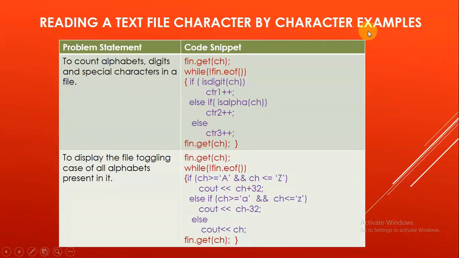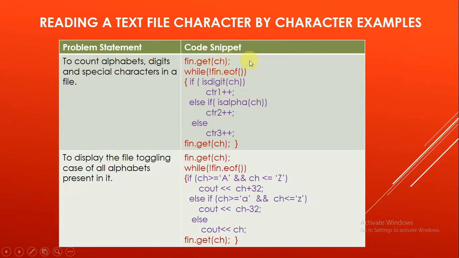Now let us take a few code snippets to further explore how we can read character by character, and in what cases I can use character by character reading. Suppose my problem statement is that I have to count alphabets, digits, and special characters in a file. These are single characters, so I must read my file character by character, and this is only a code snippet.